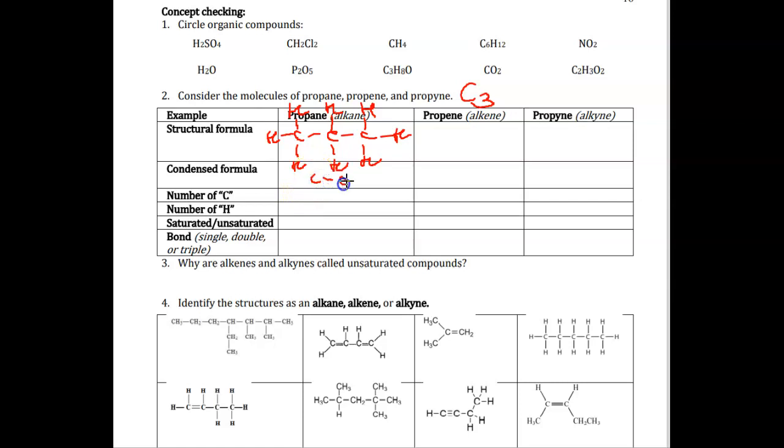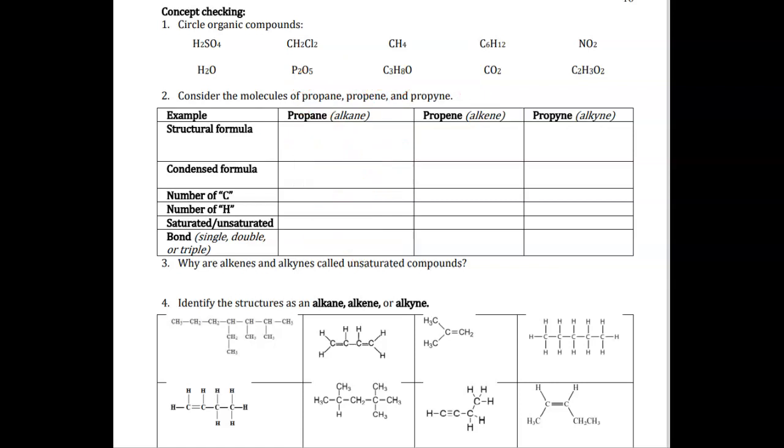So 1, 2, 3. And for hydrogen, you will need just this: CH3, CH2, and CH3 here. Number of carbons, it's 3 here. Number of hydrogens, it's 8. Saturated or unsaturated? Single bonds give us saturated, so it's saturated. And type of bonds here are single, and also single. And also for alkanes, you have the CnH2n+2 formula to calculate the number of hydrogens.